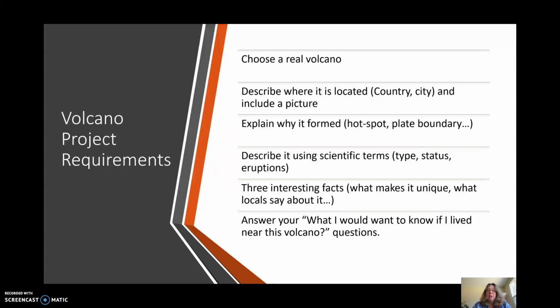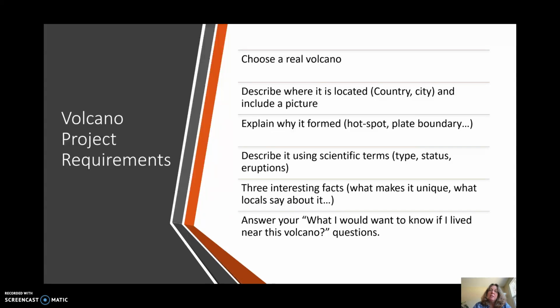The type of volcano it is, in other words, is it a strato? Is it a dome? Is it a shield? The status of the volcano, is it active or extinct or dormant? And what type of eruptions it's having, or did it have an eruption in 1770 and that was the last one? Something about the eruptions.